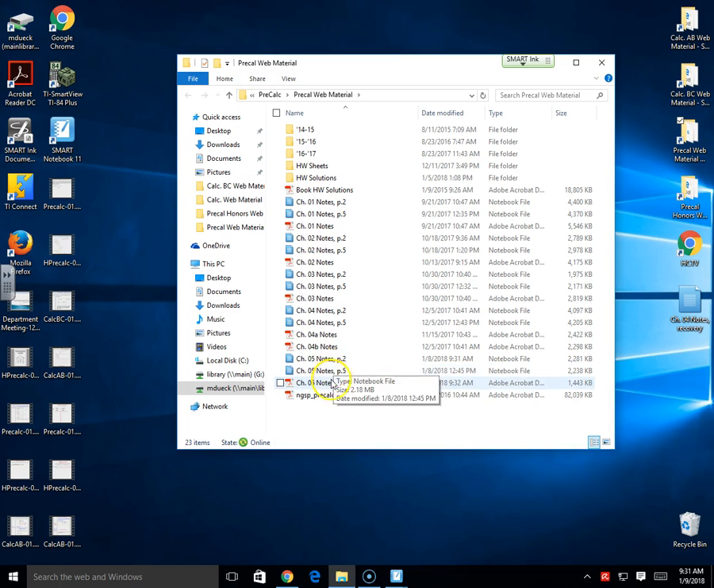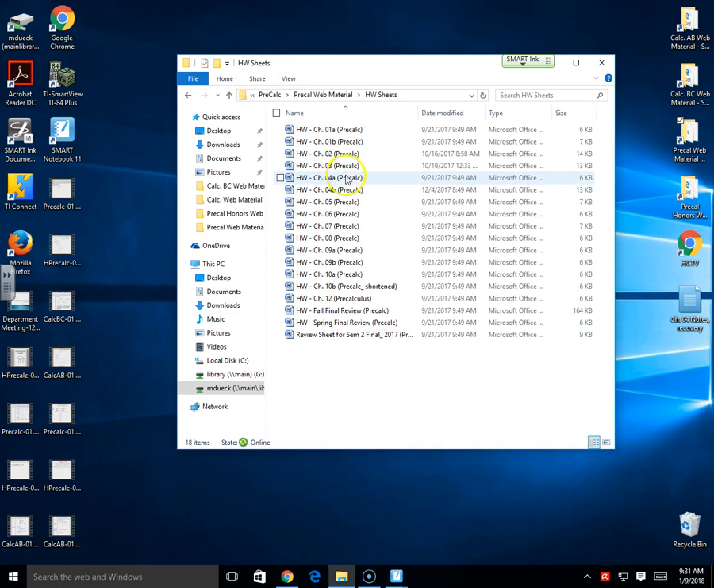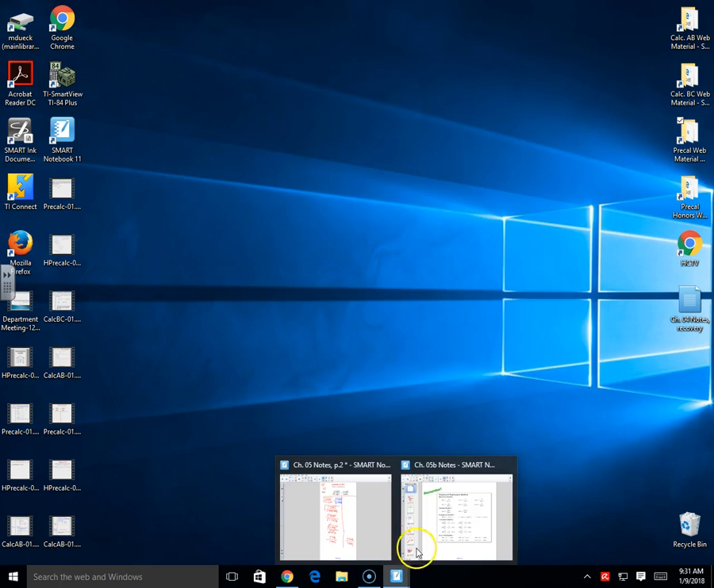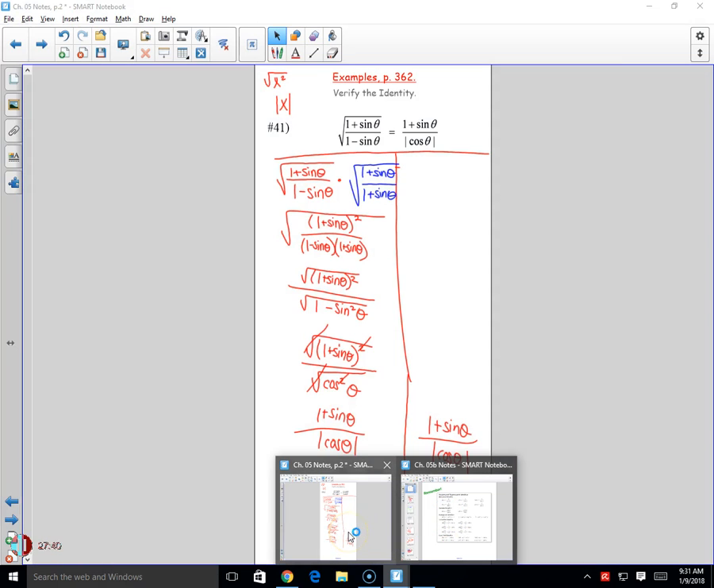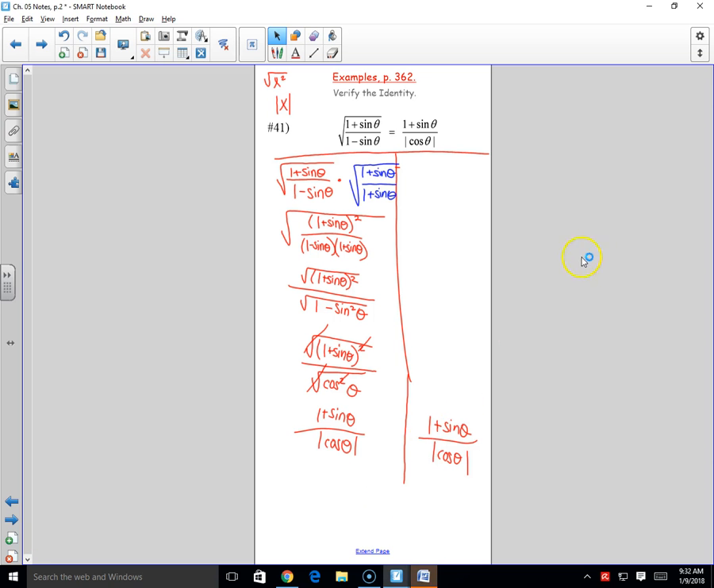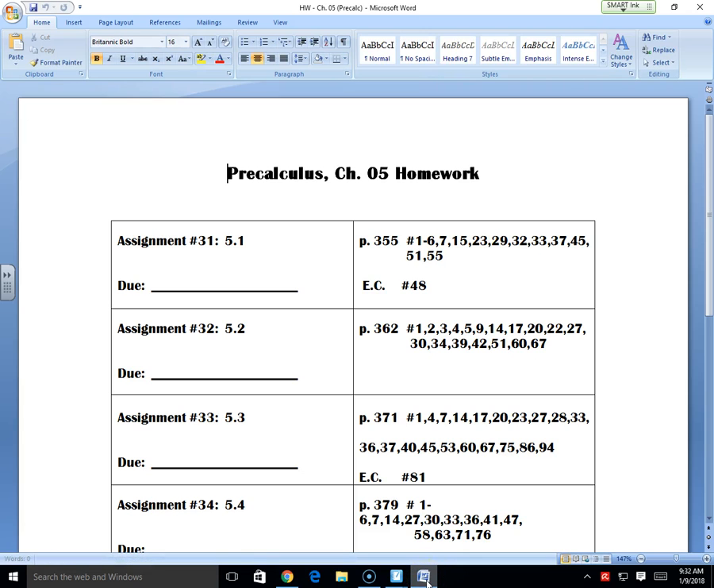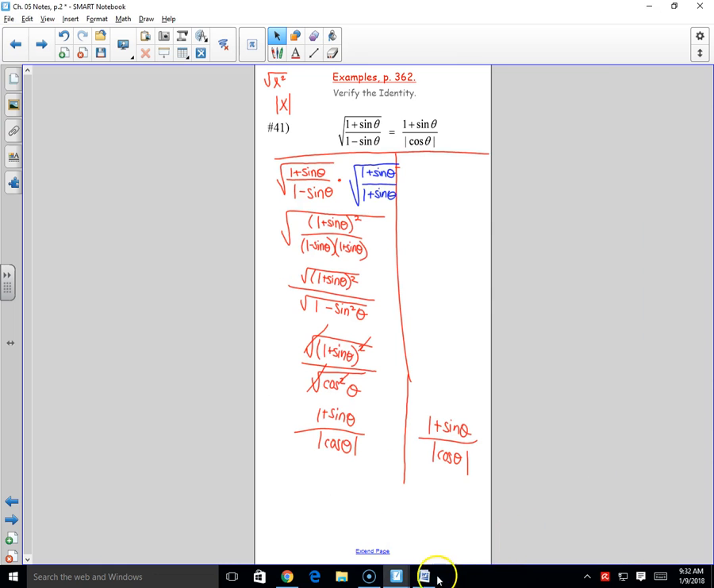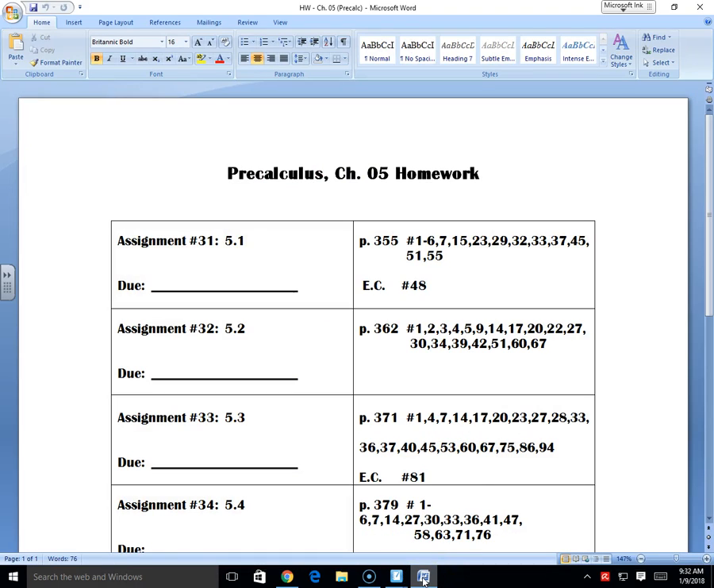Nice thing is there are not a lot of directions in these ones, guys. It's pretty much like what? Solve? Verify? Alright, homework problems for 5.2.